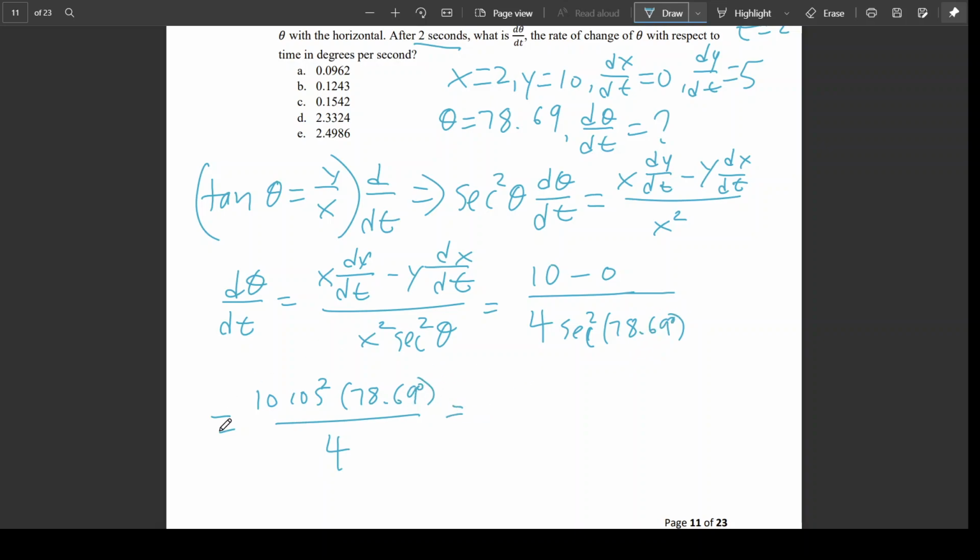And if you evaluate this in your calculator, you are going to get 0.0962, and that is the value of d theta dt. And if we go here, there it is, option A.